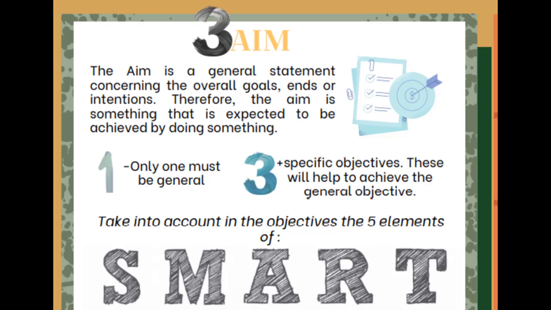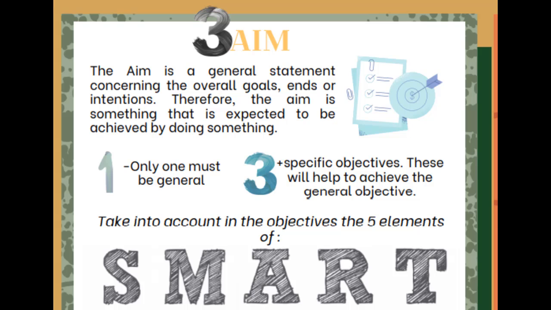The next is project aim. The project aim is the third step of a project. The aim is a general statement about the general objective or intention. Therefore, the objective is something that is expected to be achieved by doing something. Likewise, it must be factual and clearly state what you want to achieve. In the project, only one must be general. Likewise, there must be more than 3 specific objectives, which will help to achieve the general objective.